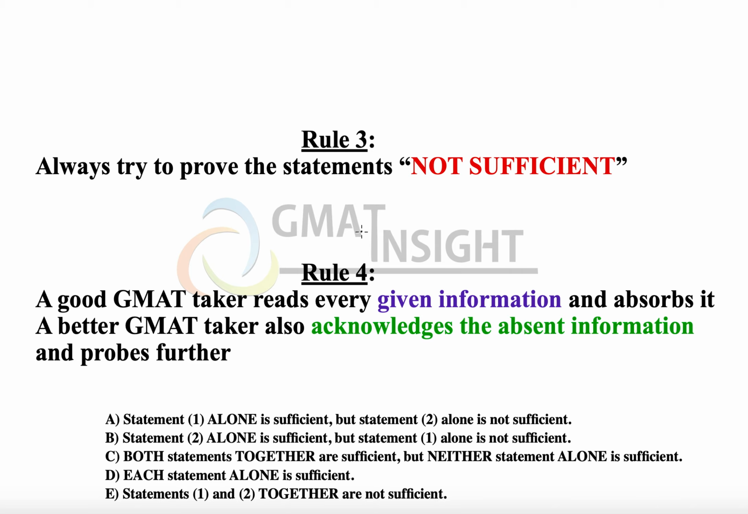And then comes rule number 4. Rule number 4 basically is a supplemental rule of rule number 3 only, because we always have to try to prove the statement not sufficient, so we always have to find the gap in the question, right? That means the information that the question is not talking about. So how I define rule number 4 is that a good GMAT taker reads the given information properly, thoroughly, and absorbs it. But a better GMAT taker also acknowledges the absent information and probes further, right?